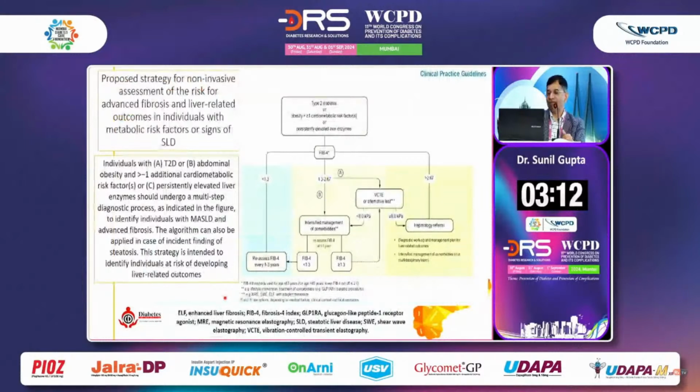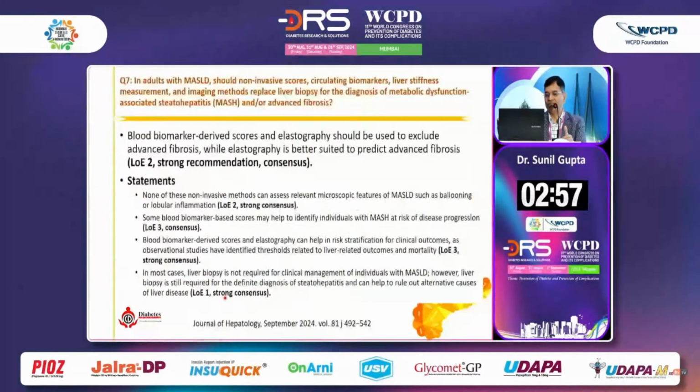If your FIB-4 score is less than 1.3, it's normal, and you go for annual screening. If it's between 1.3 and 2.6, you have to go for preventive measures very aggressively. If it is more than 2.6, then you should refer to the hepatologist.